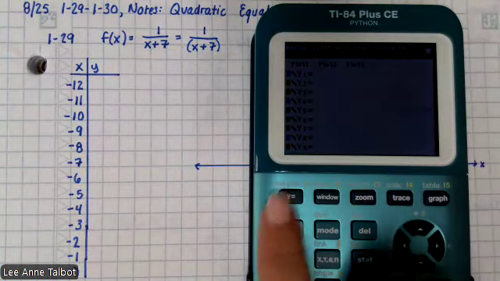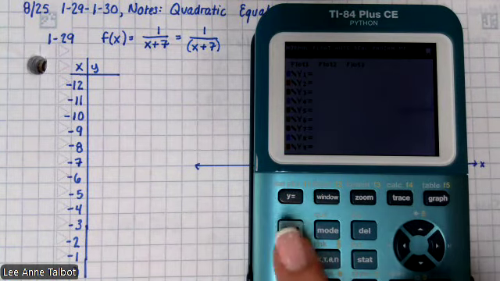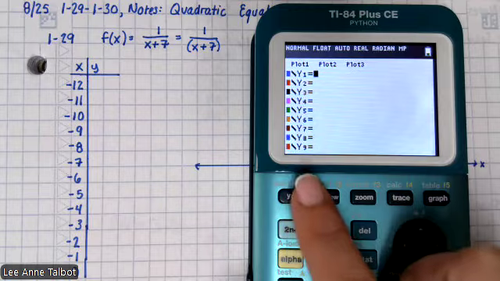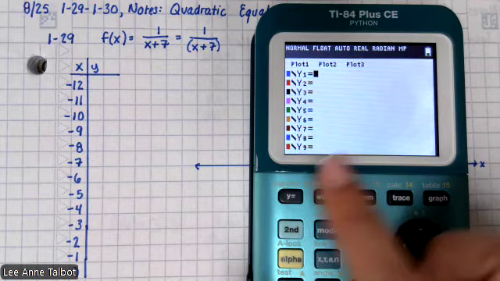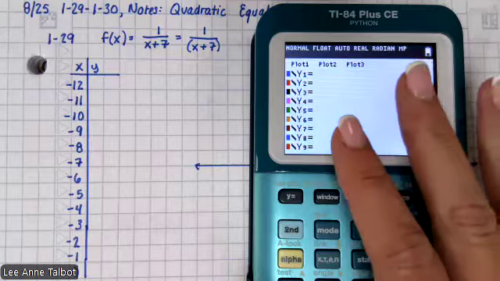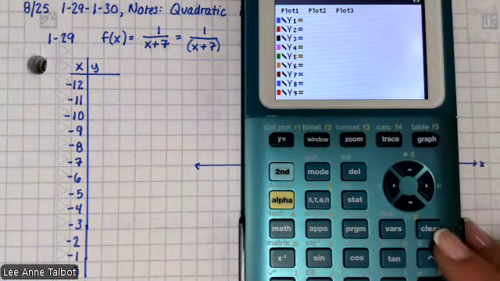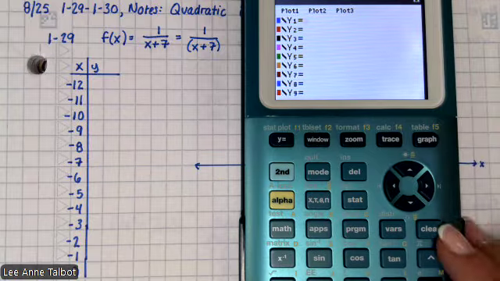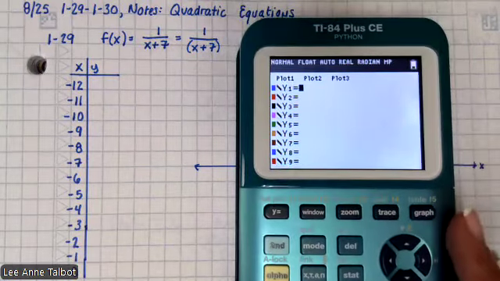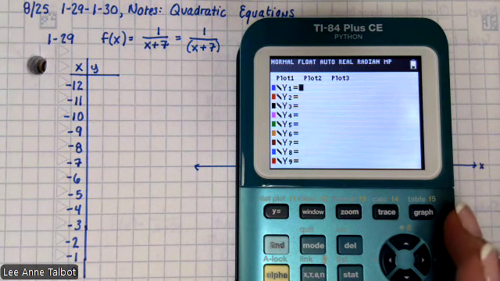And hit the Y, so turn it on. And then hit the Y equals button, which is at the very top left. If there's anything in there, clear it out. So just hit clear, which is over here underneath the keypad. Everybody with me so far?